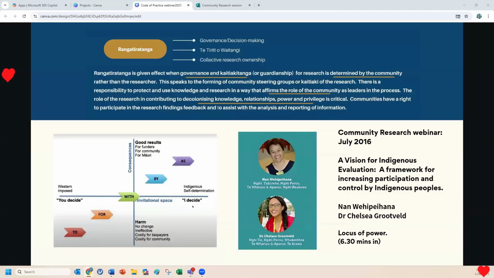So now I'm going to shift to rangatira, and I'm going to, oops, see that my time is rapidly running. So what I've done is just underline some of those things. So rangatiratanga is about governance, decision making, Te Tiriti o Waitangi, and situating the community mahi in Aotearoa, collective research ownership. And I think repeatedly throughout this is that idea of relationships, power, decolonizing knowledge.